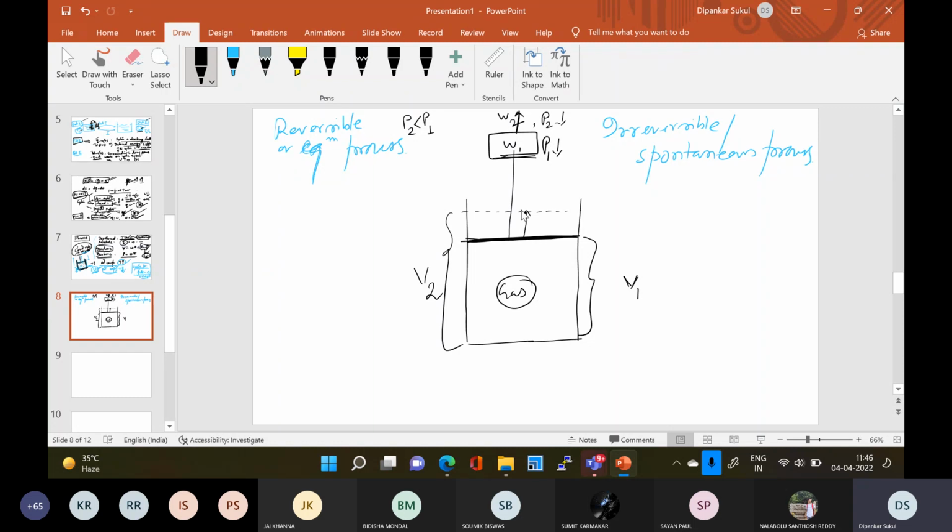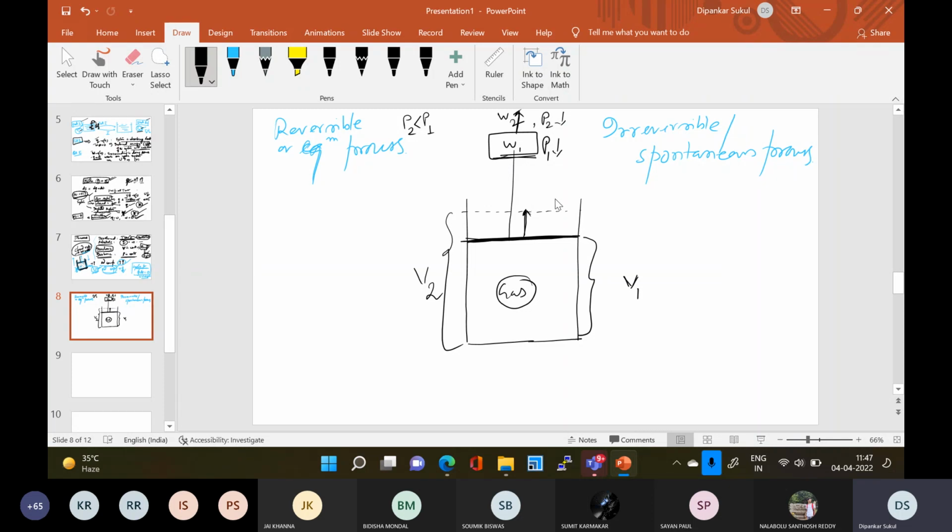It is an instantaneous or spontaneous process. Simply, I am replacing the opposing weight W1. Suppose initially it was a 1 kg weight. I have replaced this by a 500 gram weight. W2 is lower, 500 gram. Instantaneously, the piston will go up. This is a single step process by which you are increasing the volume.